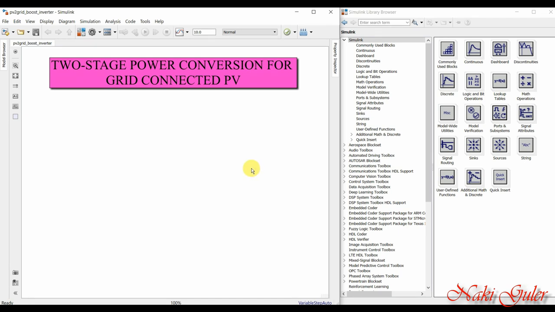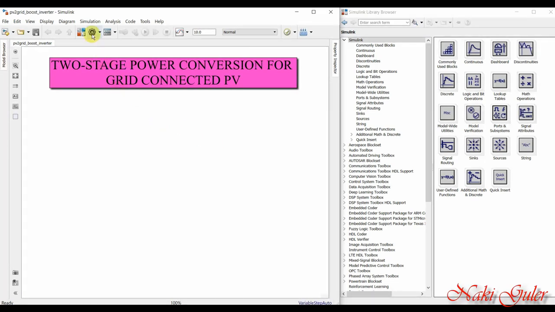I used a maximum power point tracking algorithm, and in this video I will use the same algorithm. I will also use a boost converter for the DC side, and a grid-connected inverter for the AC side. I will combine both inverter and converter at a common DC point. Then we will provide the power transfer from PV to grid by using two-stage power conversion.